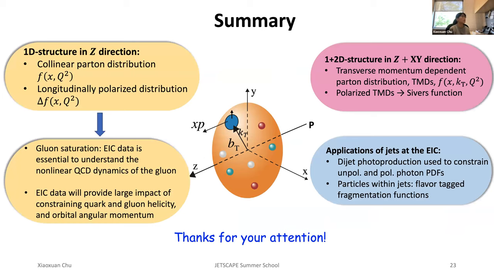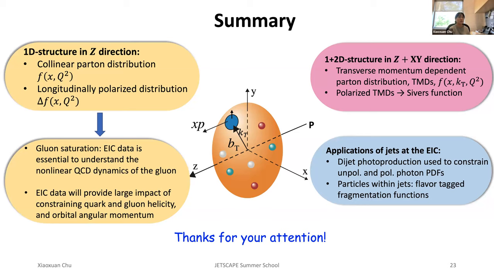So for this talk, we discussed the one-dimensional structure of the partons inside the nucleon. So we talked about unpolarized PDF and polarized PDF. And we talked about, for the unpolarized case, the gluon saturation, where the EIC data is essential to understand the nonlinear dynamics of the gluon. And for the polarized case, the EIC data will provide a very large impact on understanding the quark and gluon helicity and also the orbital angular momentum.